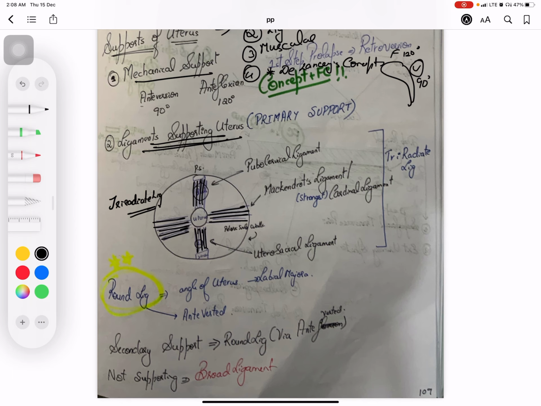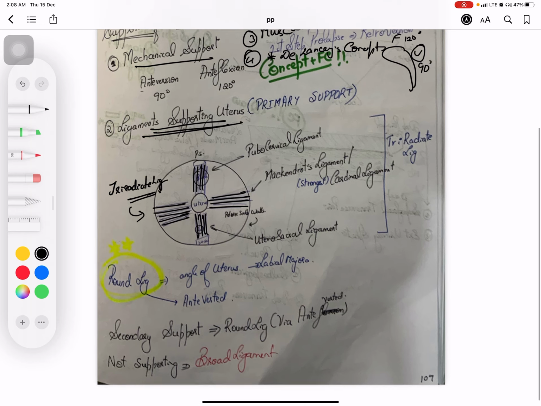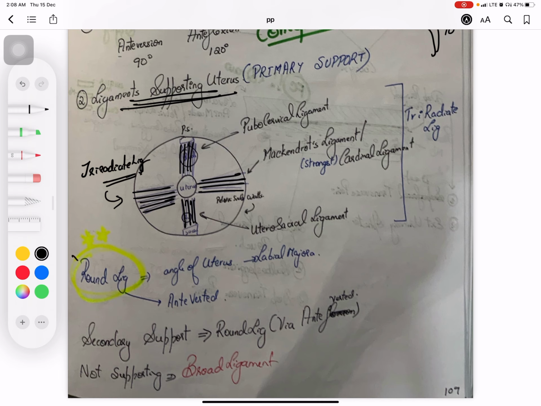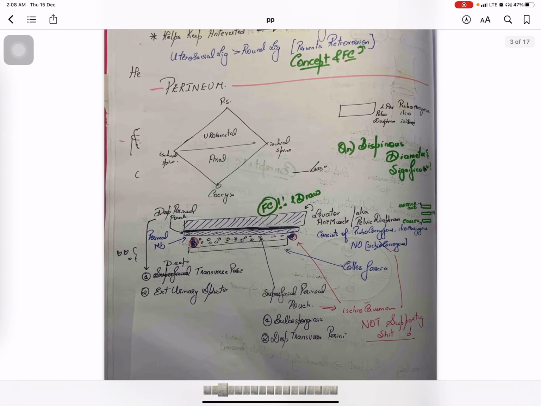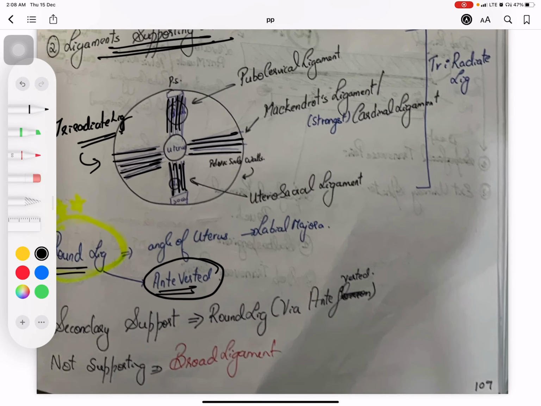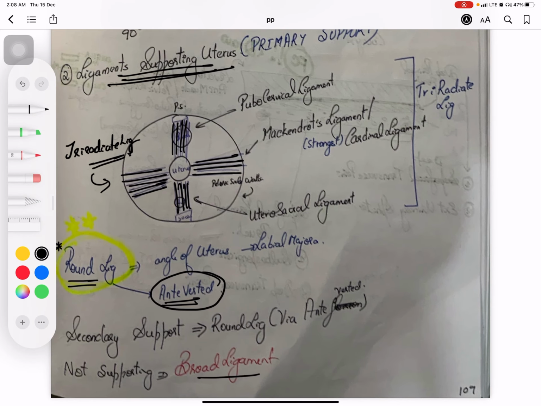Along with this, this forms the triradiate ligaments which support the uterus. Two points about extra ligaments. The round ligament supports from the angle of the uterus all the way to the labia majora. It maintains the anteversion, but the main ligament in anteversion will be the uterosacral ligament. Apart from this, we have the broad ligament, which does not provide any kind of support.